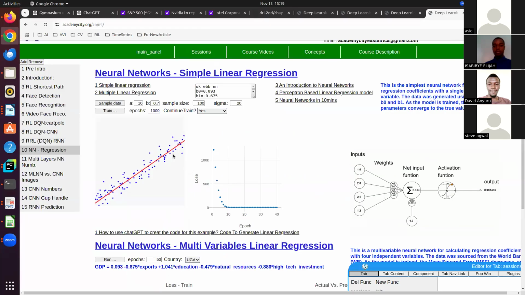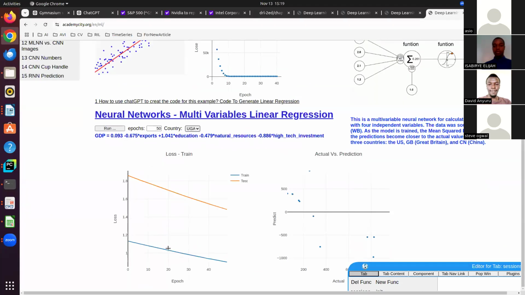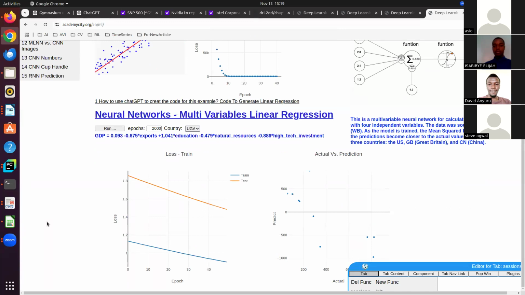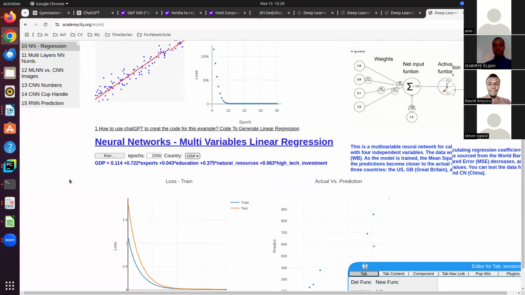If I do 50, it still really doesn't train very well. So let's make it 2000. Let's run it. It'll take a couple of seconds, so it will do it quickly. Here we go. It finished.